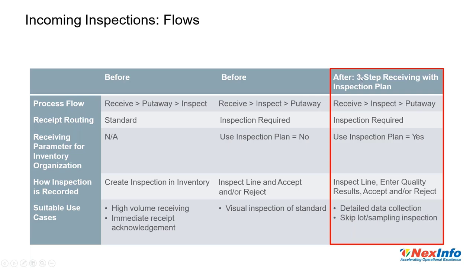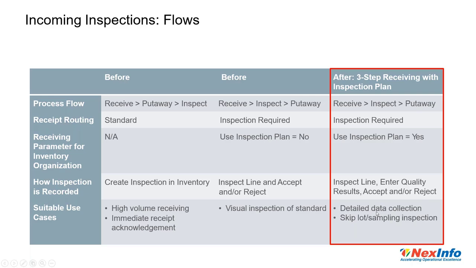But after implementing the Quality Management Cloud, they had a 3-step receiving with an inspection plan attached to the receiving. As soon as the receipt is created, based on the inspection criteria, the inspection step was triggered, and once the inspection was done, they could put away the material. So this resulted in an inline inspection. They could enter the quality results, and then they could accept or reject the shipment.